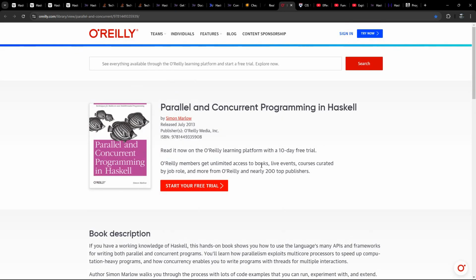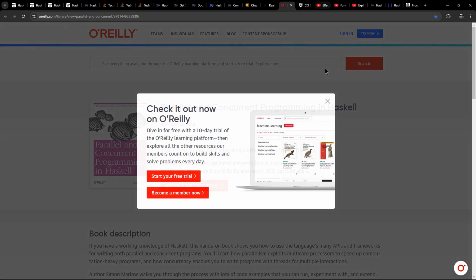But this is a book that I've seen come up quite a bit when people are talking about learning Haskell, particularly, as you can see, if you're interested in the parallel and concurrent aspects of the language.